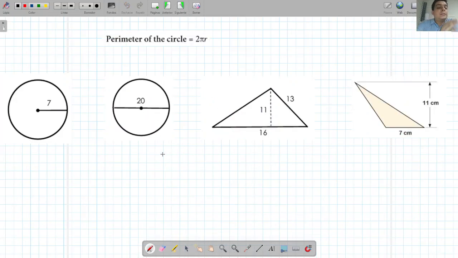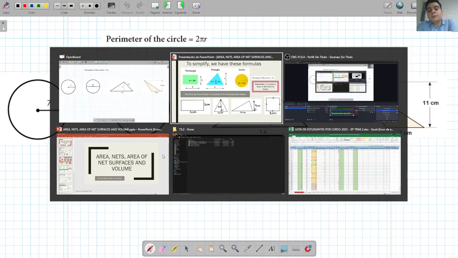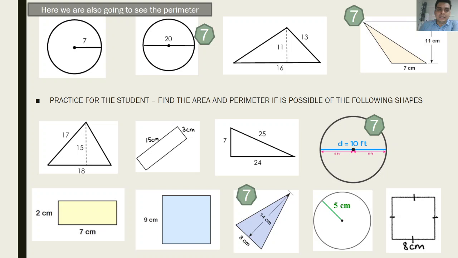Now let's continue with the circles. Circles, for your information, are going to be found in the exam. Circles like this are going to be found in year 6. Circles like this are going to be found in year 7. So everything that you see with a 7 means that it is exclusively for year 7, and the other exercises are for year 6 and year 7 at the same time.